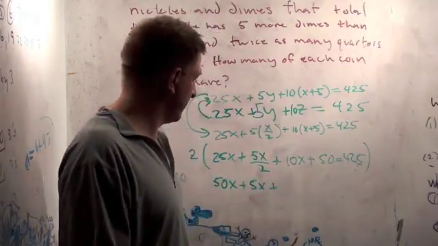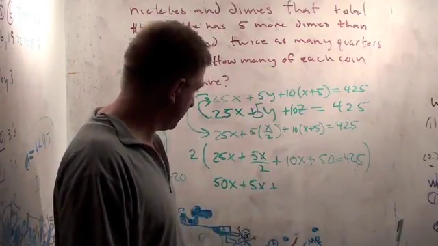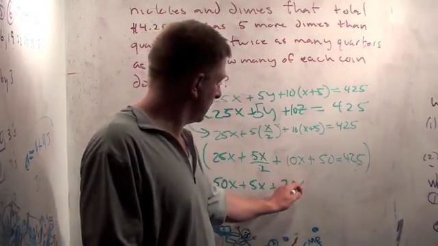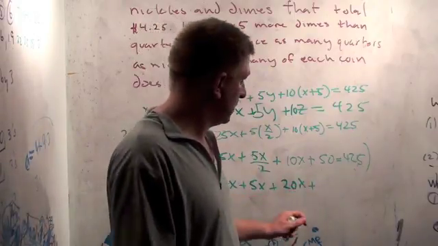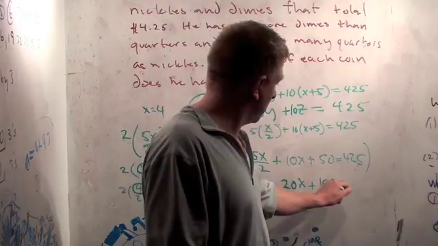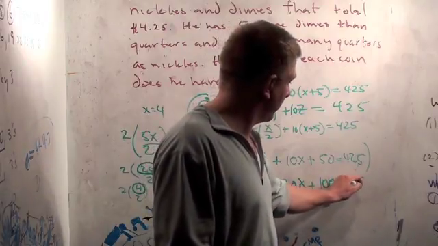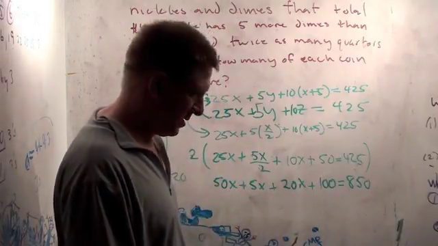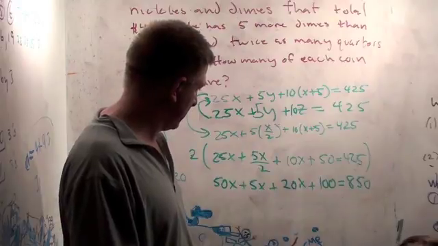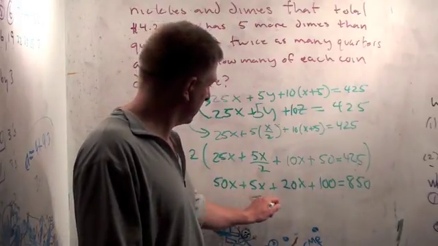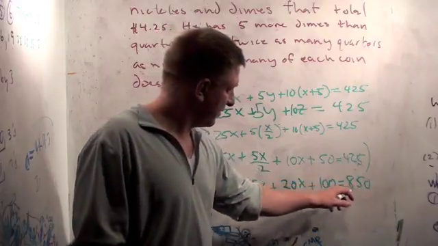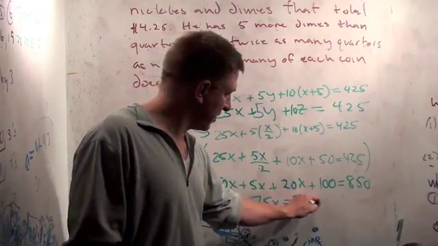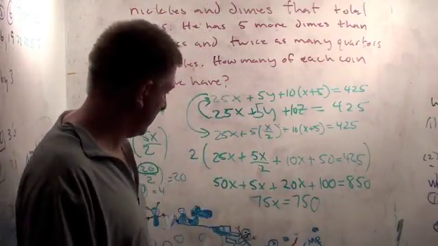What's 10x times 2? 20x. Plus 100 equals 850. So 50 plus 5 plus 20, what's that? 75. 75x equals 850 minus 100, which equals 750. So 75 times what equals 750? 10. So x equals 10.